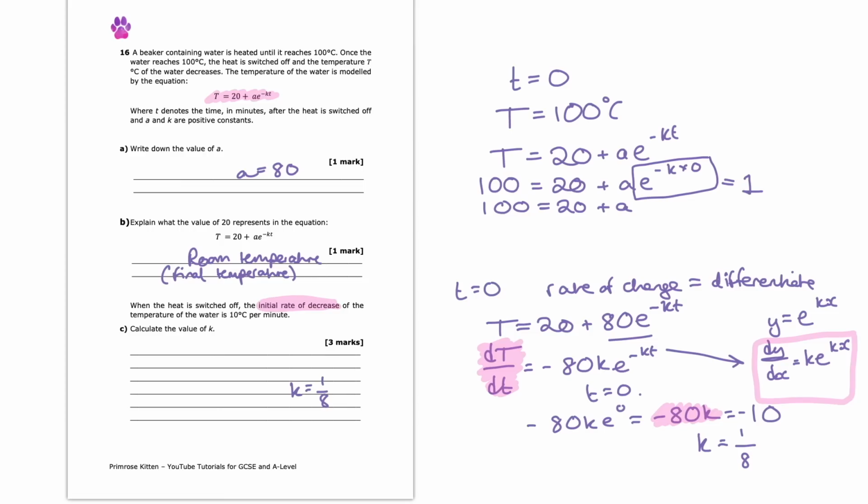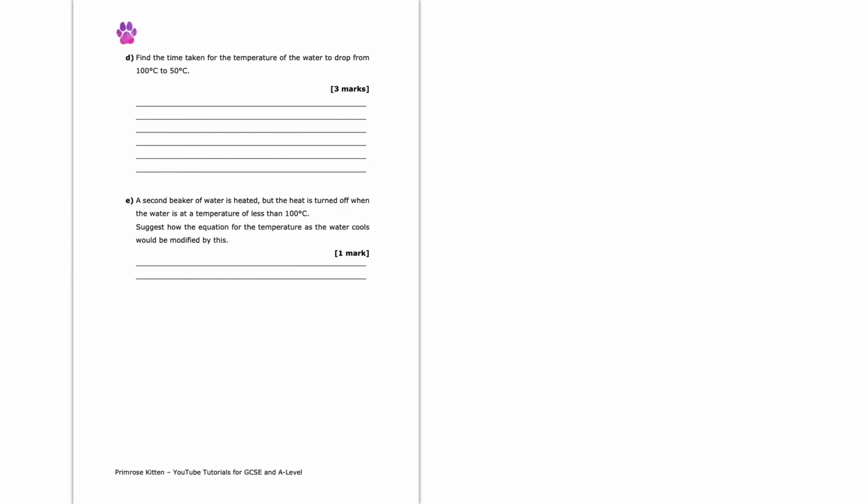Perfect. Let's have a look at what the next bit is, because this question continues on the next page. So here we want to find the time taken for the temperature of the water to drop from 100 degrees to 50 degrees. Now, don't get too confused by that 100 degrees, because don't forget that is just what the starting temperature was. So it's starting from T equals 0, and it's saying at what time is it 50 degrees.